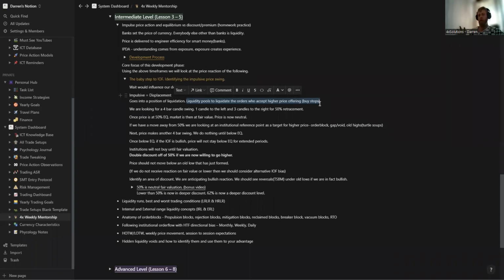Okay, so this is where that whole IOF thinking process comes in. We're putting our thinking caps on now and we're trying to get to the decision of what is this order flow. Okay, so this is how we identify that. We are looking at a 4-bar candle swing over here: 1 candle to the left and 3 candles to the right.